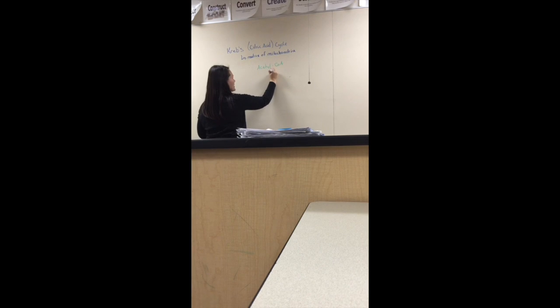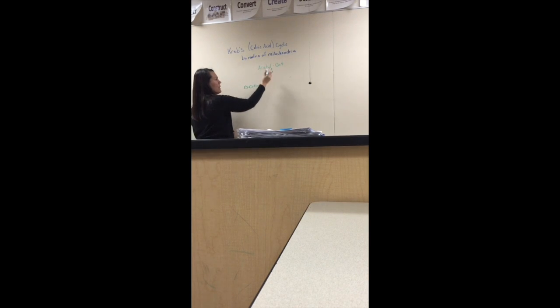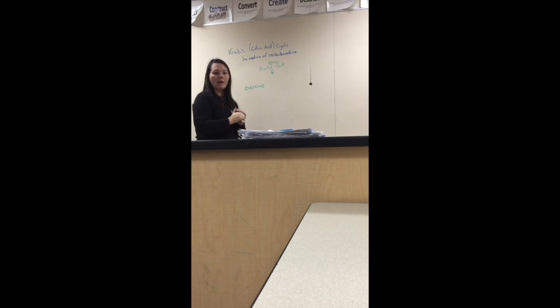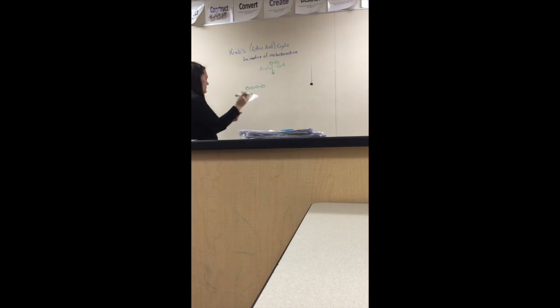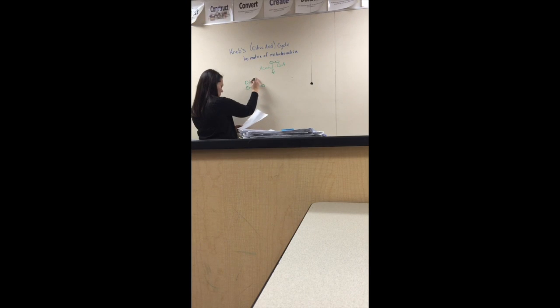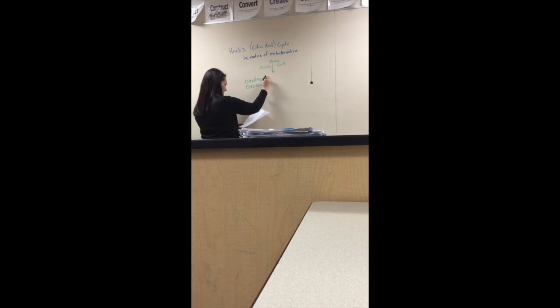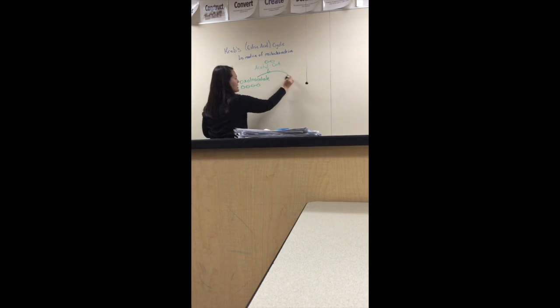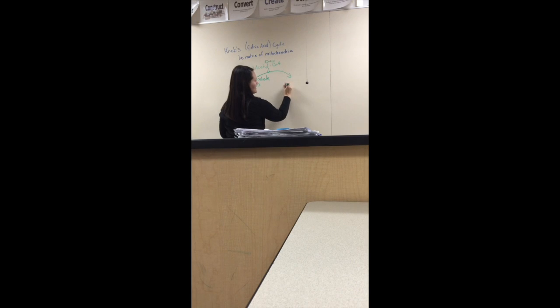Acetyl-CoA is going to enter in. Now, acetyl-CoA is going to combine with this 4-carbon molecule. Remember, acetyl-CoA is a 2-carbon molecule, and I have to use my cheat sheet because I can never spell these. Okay, oxaloacetate is this 4-carbon molecule that my acetyl combines with. And when it combines with the oxaloacetate, it produces a 6-carbon molecule called citrate.